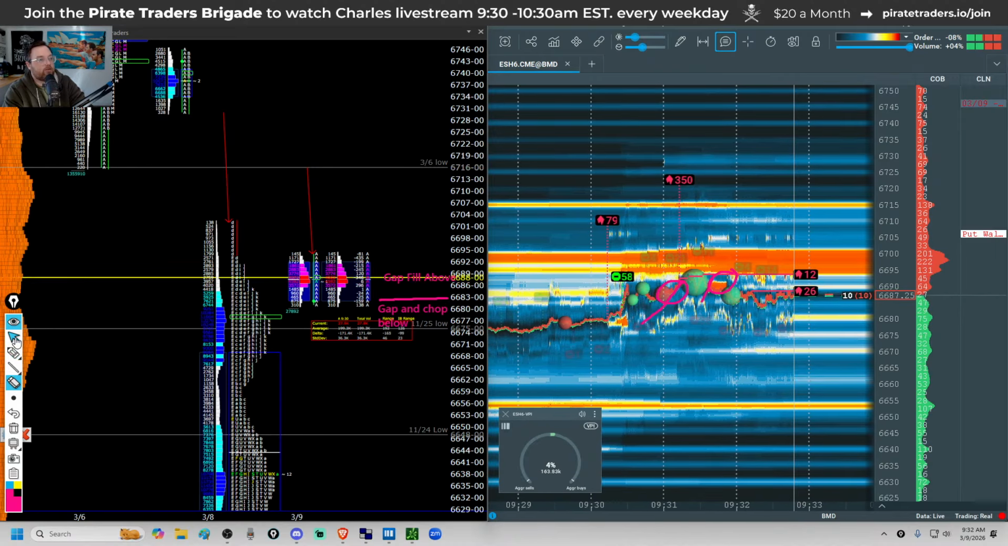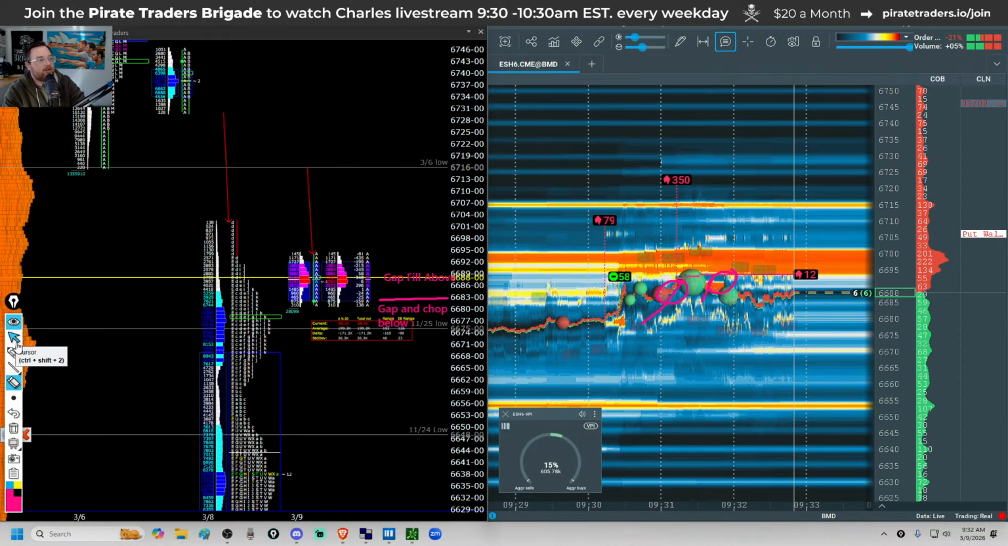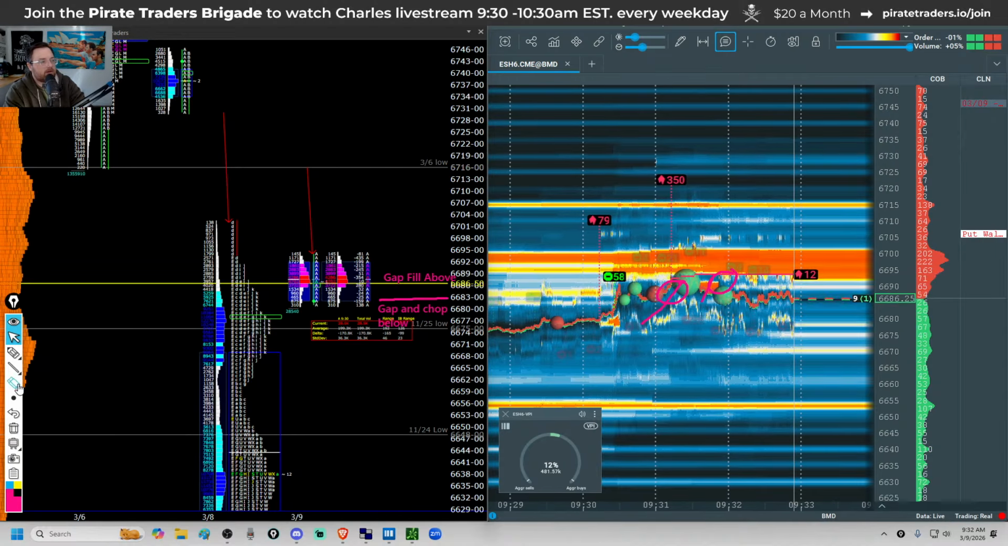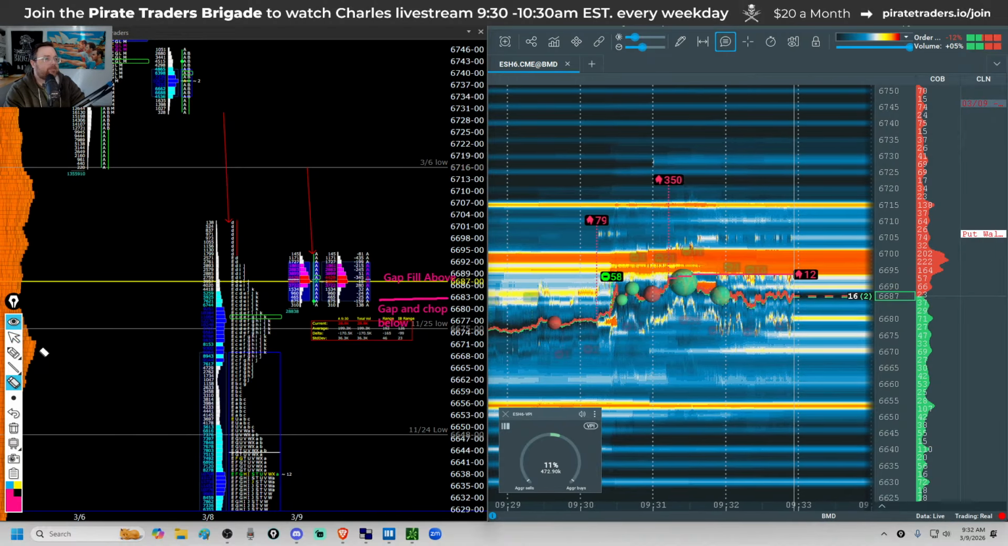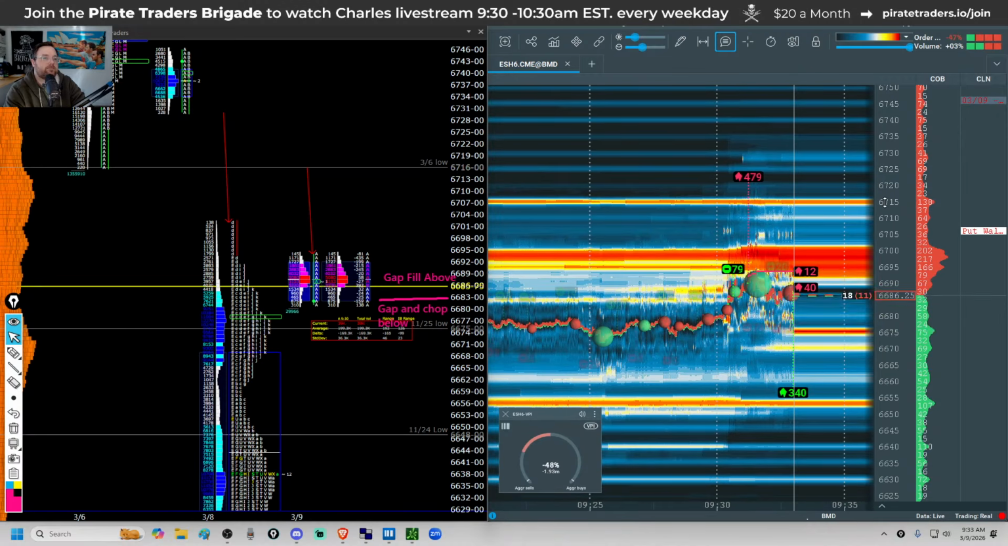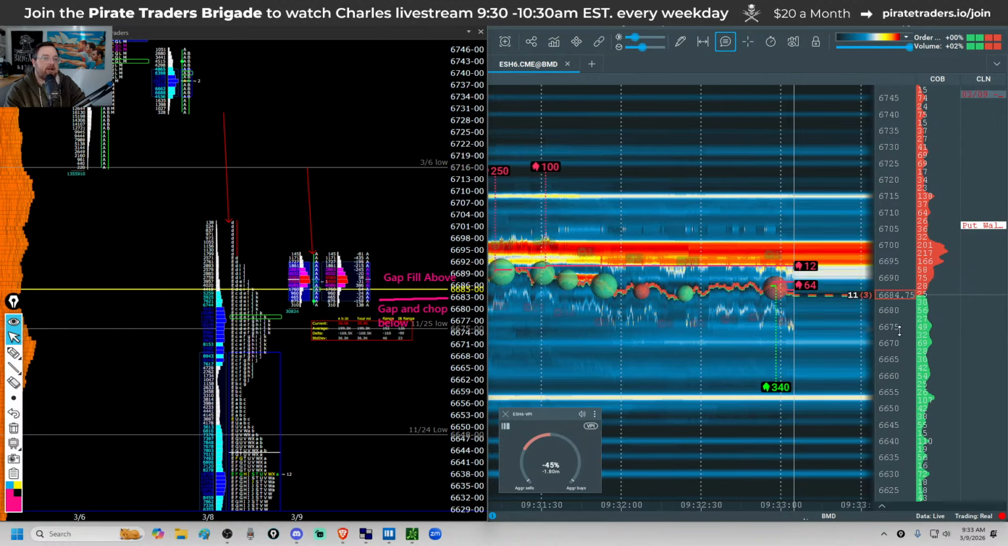Of course, if we drop through the opening price, well, then we're neutral. Okay, somebody's selling the halfback right here. See that big red dot?